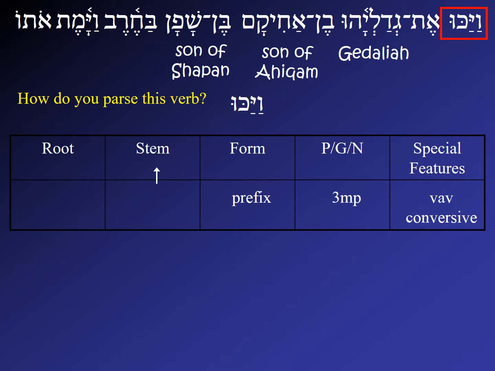Now, if we want to know the stem, of course we look at the vowel under the prefix. Here it is a patach. Patach is the indicator of the hifil. So vayaku, hifil prefix, third masculine plural, vav conversive. So far, so good. But now here's the problem. When we look at the root, if we remove all of the letters that we have already accounted for, then all we're left with is kaf. So we have a weak root, which is in fact doubly weak. It loses two of its radicals, leaving us only with this kaf. So what do we make of that?